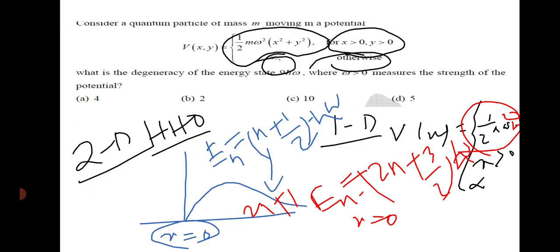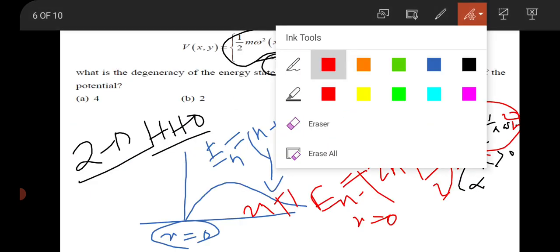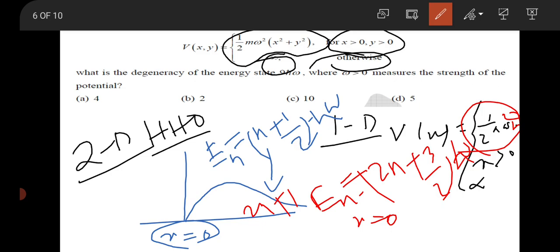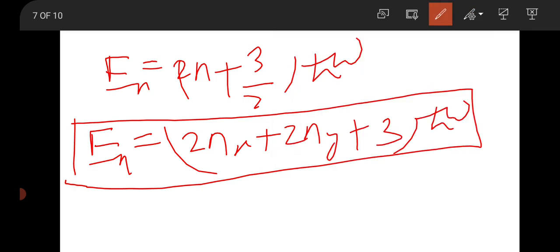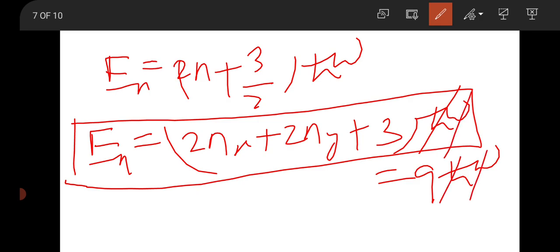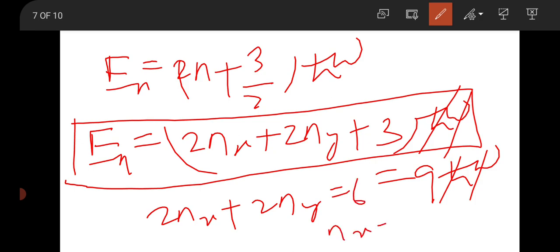But the question says that the total energy of the system is 9ħω. So we have to equate this equation to 9ħω. Now ħω cancels. This 3 is moved to this side and subtracted from 9, so it will be 6. So now 2nx plus 2ny is equal to 6. So what will be the value of nx plus ny? nx plus ny equal to 3.